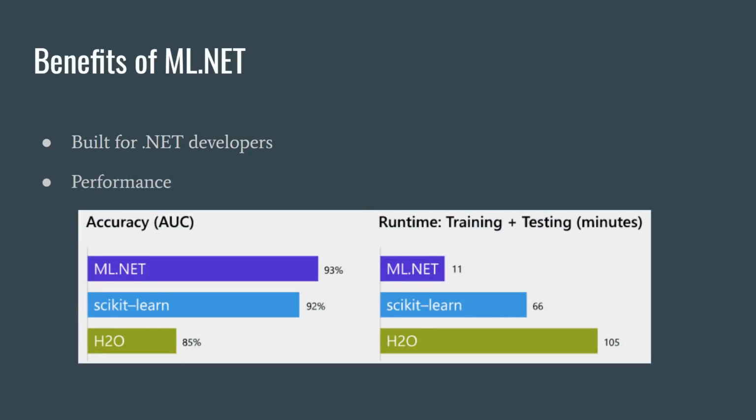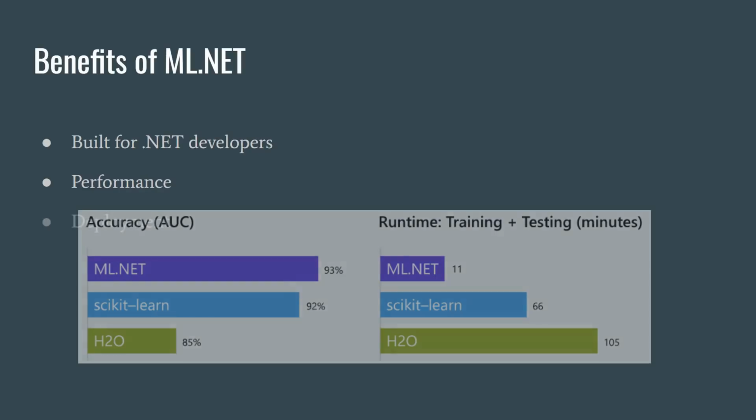We have a couple of graphs here from the ML.NET website, and there are two different performance measures. First is the accuracy, using area under the curve, which is a performance metric for classification algorithms. We see here ML.NET actually performs better on the same dataset and the same pipeline than the Python frameworks scikit-learn and H2O. The other metric is the training and testing time, and ML.NET took a lot less time to train and test data than the scikit-learn or H2O frameworks did.